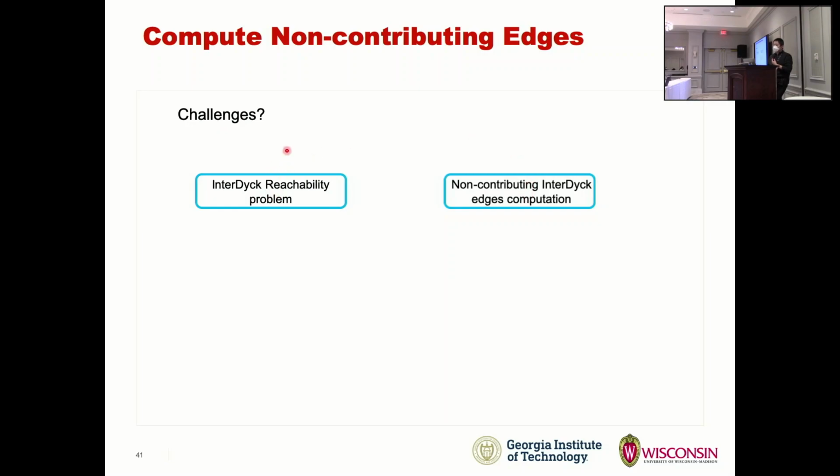If you use the traditional dynamic programming style algorithm to solve it precisely, yes, you can use some tracing techniques to compute the non-contributing edges. But if you solve it in some non-trivial way, maybe it's not possible to retrieve all the non-contributing edges, okay? That's an open problem. But how about the inverse direction? Suppose that magically you have an algorithm for finding all the non-contributing inter-Dyck edges in your graph. Does that imply that you can solve this problem fully?